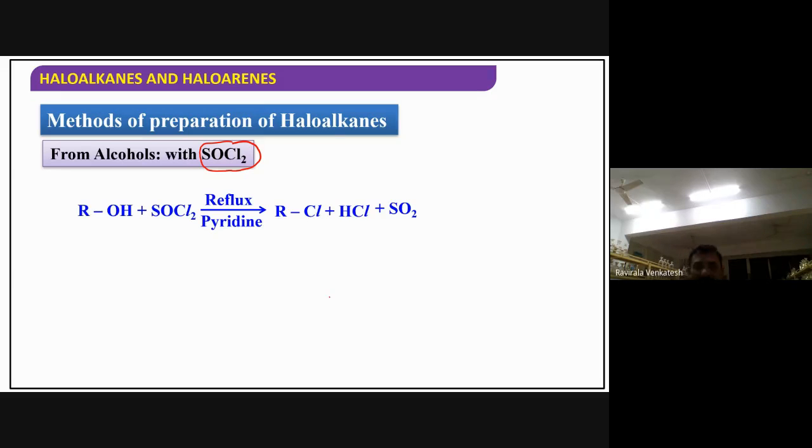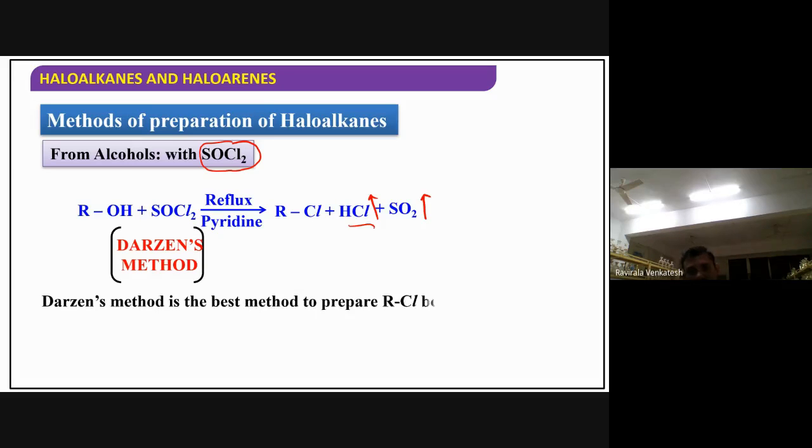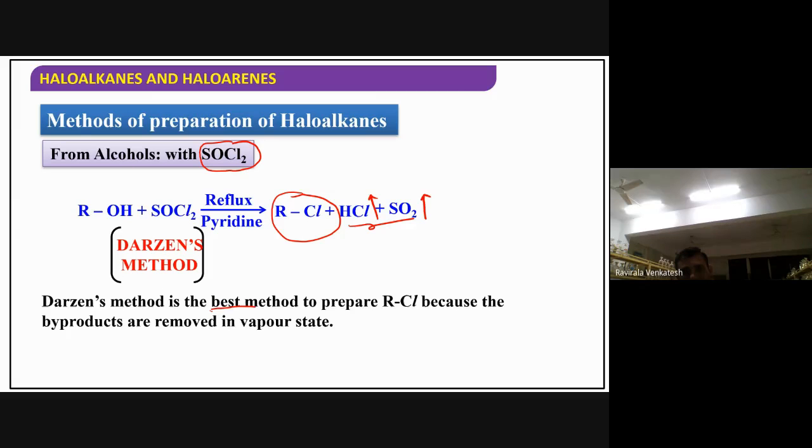If you observe, in the last case you were getting some byproducts, but here sulfur dioxide and HCl are both gas molecules, isn't it? They will evaporate from the reaction mixture. You are losing them from the reaction mixture because these are gaseous molecules. They can escape from the reaction mixture. The remaining one will be alkyl chloride. This is the reason Darzens method is the best method to prepare chloroalkanes.